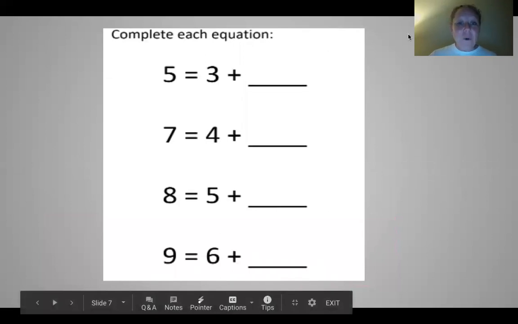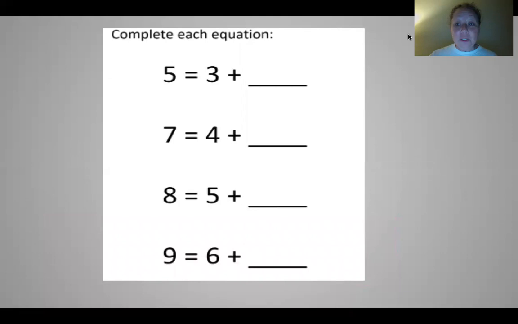There are 4 equations on the screen. Now, this is tricky. I want you to pay close attention to where the equal sign is. Where is the equal sign? It's at the beginning. We're used to seeing the equal sign at the end, so this is being tricky. I want you to take a few minutes to solve these problems on a piece of paper. Push pause until you're ready.